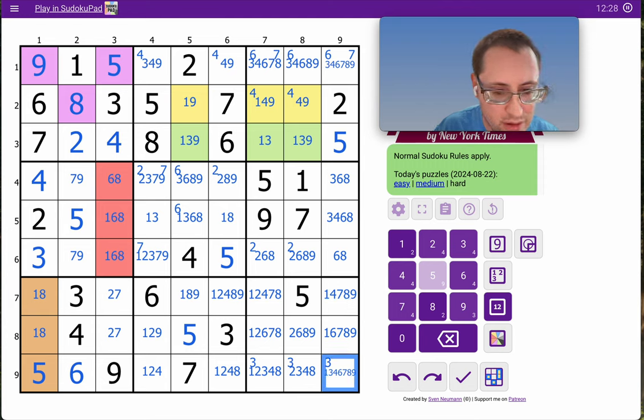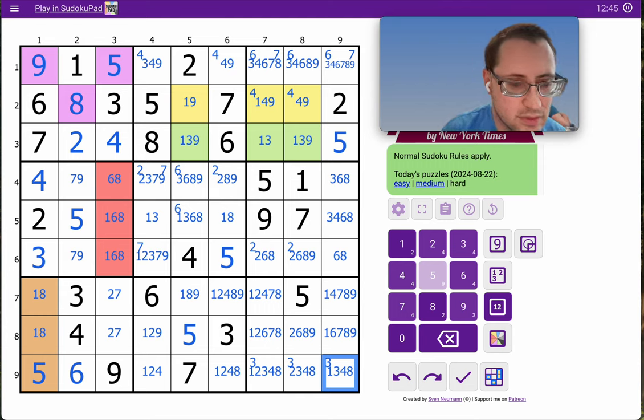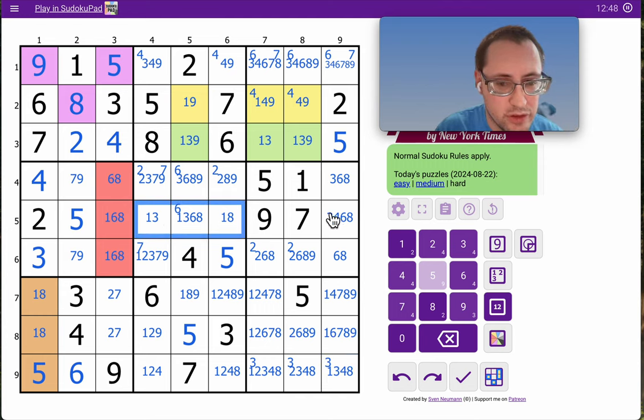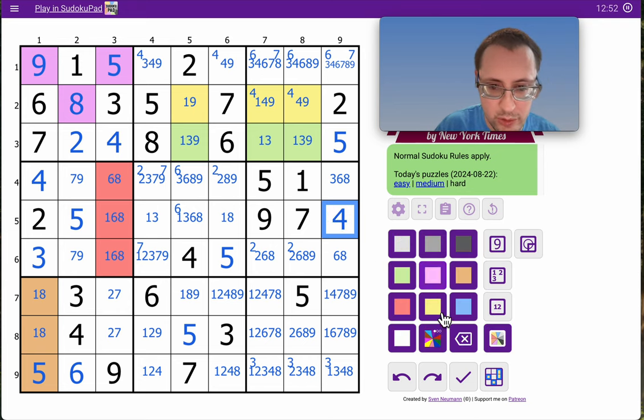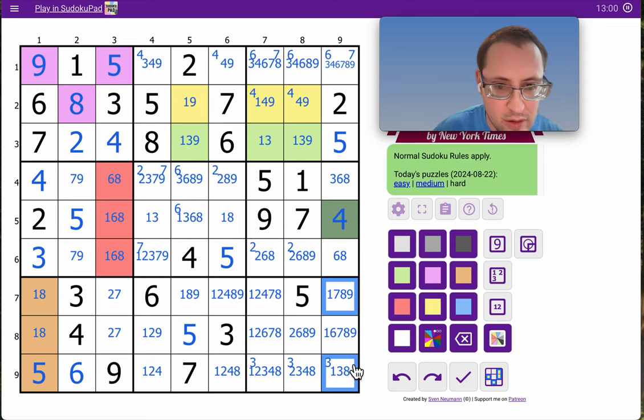That one gets rid of 6, 7, 9. This can't be 4, and these can't be 4. Where does 4 go in region 6 in row 5? There's only one space. Those aren't 4, and neither is that.